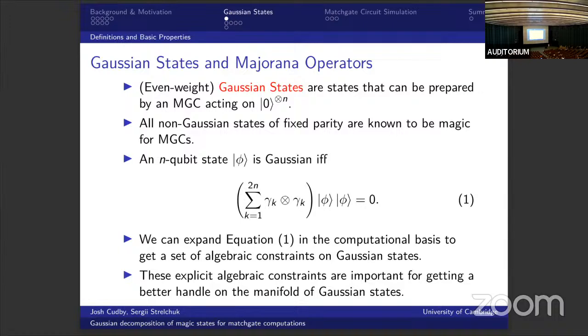We take 2 copies of each Majorana operator and tensor them, sum over all the Majoranas, and act on 2 copies of a state. And a state is Gaussian if and only if the resulting expression is 0. Now, equation 1 is quite a nice compact representation, but it's not very useful to actually get a grip on what these Gaussian states look like. So we can expand equation 1 in a computational basis to get an explicit set of algebraic constraints. And these explicit constraints are super useful to actually get a better handle on the manifold of the states and do all our later work. But warning, the equation looks a little bit scary.